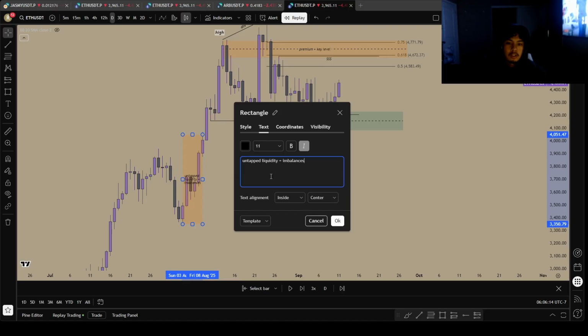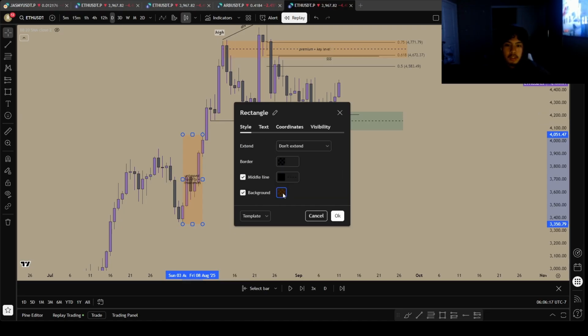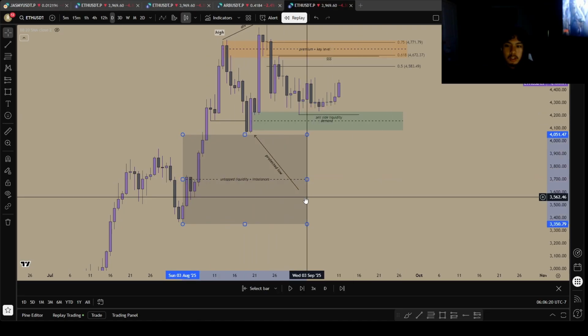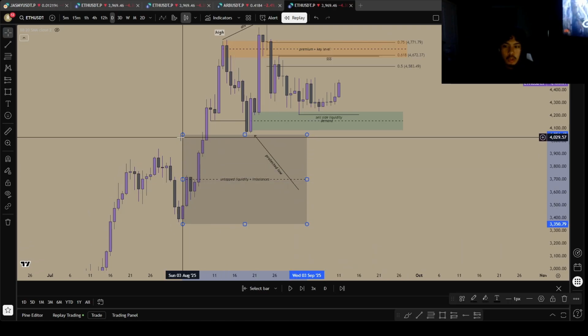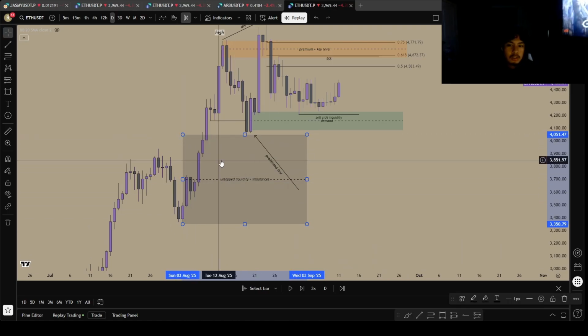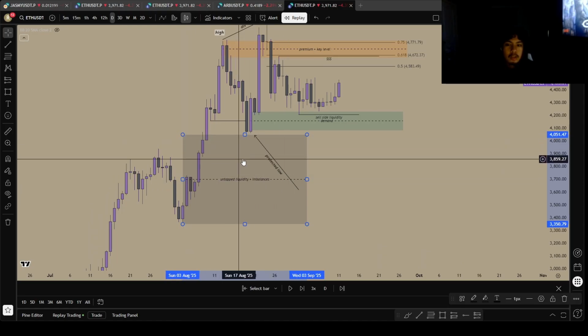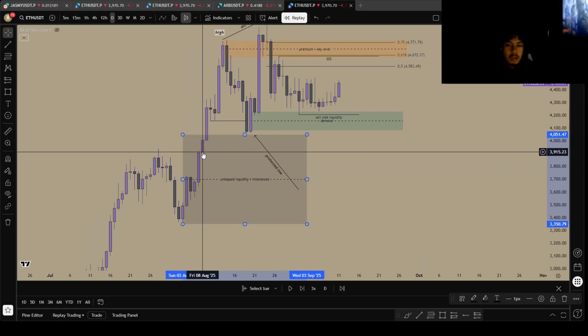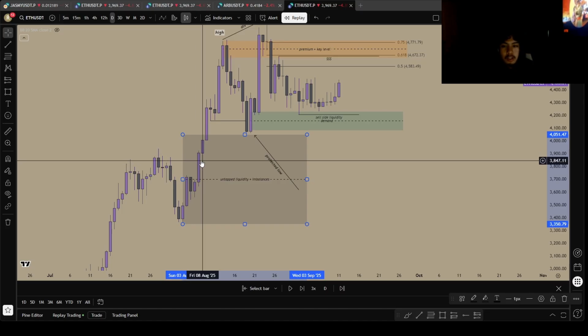Okay, let's make this a neutral color. So right here, by the way, you do not have to draw this big box. You don't. I'm just drawing it so you can see what I'm talking about. Okay, so there's untapped liquidity here. There's a lot of pending orders waiting to get filled here. There are imbalances, there's fair value gaps.